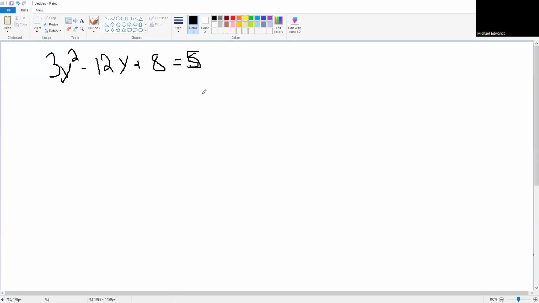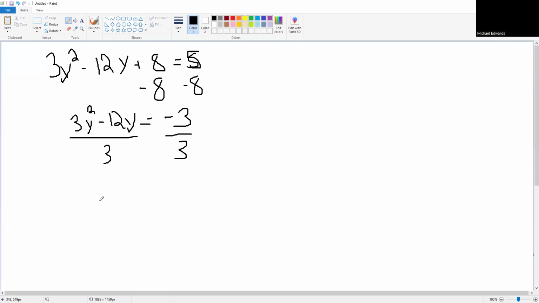First thing we need to do is move the constant to the right. We just subtract 8 from both sides, and that gives us 3y squared minus 12y equals negative 3. Now we need to divide both sides by this coefficient. So divide this by 3, divide this by 3, the 3's cancel out, and 12 divided by 3 makes a 4. So we're looking at y squared minus 4y equals negative 1.